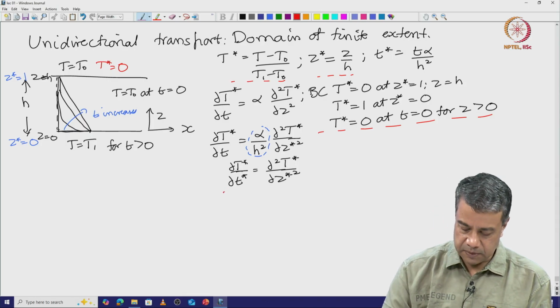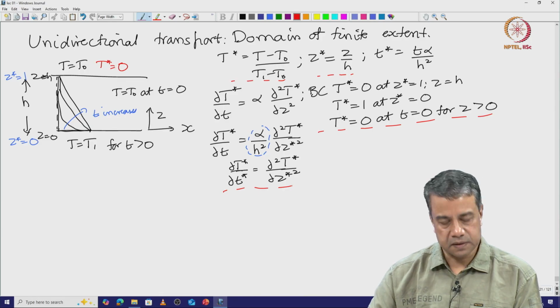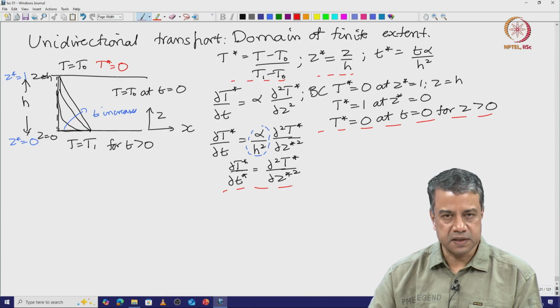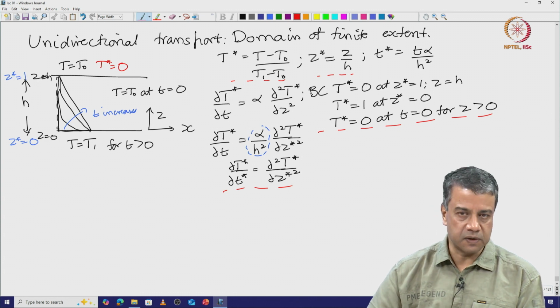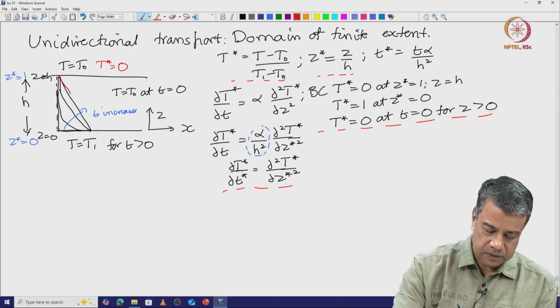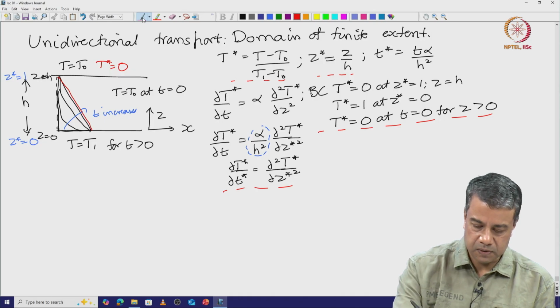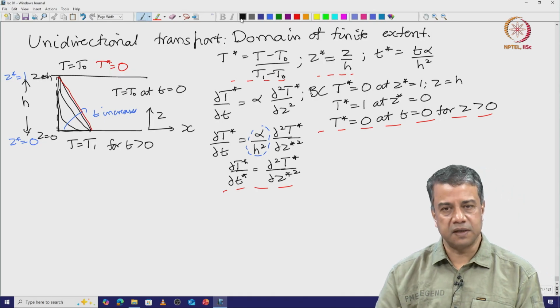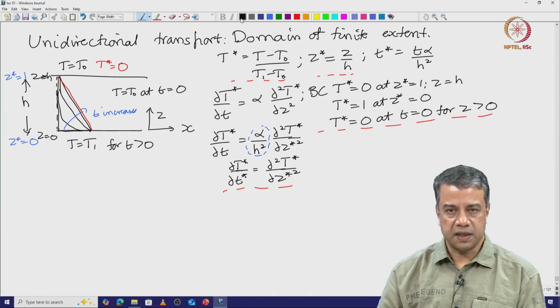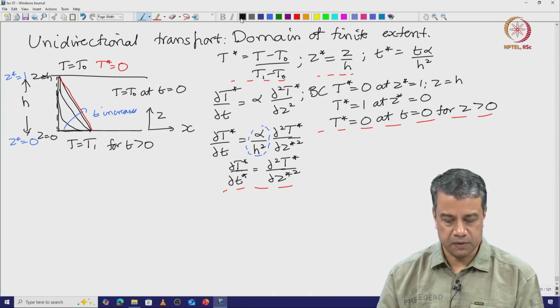So, this is the equation that has to be solved. How do we solve this? First thing, in the limit as t goes to infinity, for long time, the temperature has to reach some steady value. That steady value of course has to be a linear temperature profile between T1 and T0.